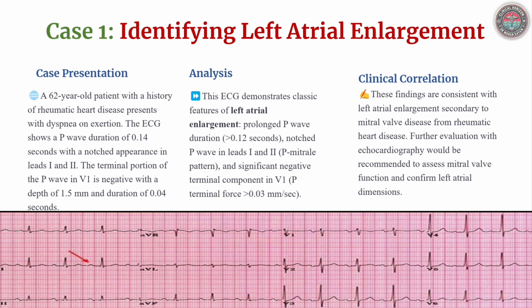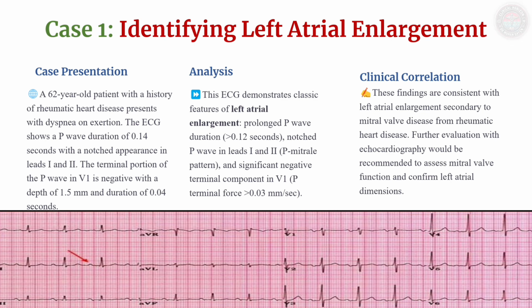Case 1. Identifying left atrial enlargement. A 62-year-old patient with rheumatic heart disease presents with exertional dyspnea. ECG reveals a P-wave duration of 0.14 seconds and a significantly negative P-terminal force in V1. These findings confirm left atrial enlargement, likely secondary to mitral valve disease. Clinical correlation with echocardiography is necessary to assess the severity of left atrial enlargement and guide management.